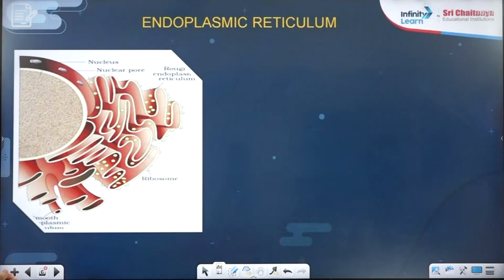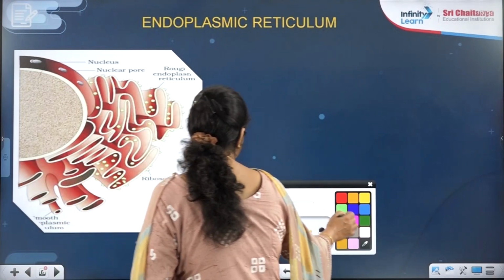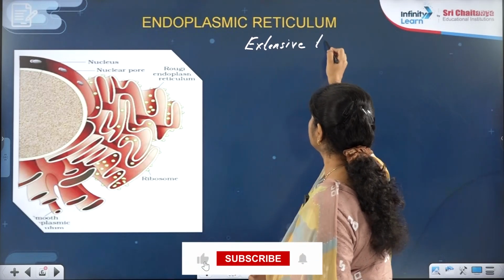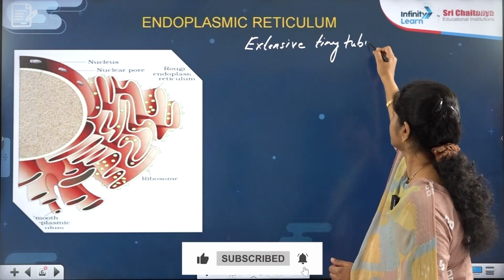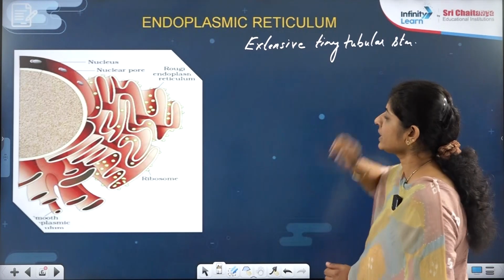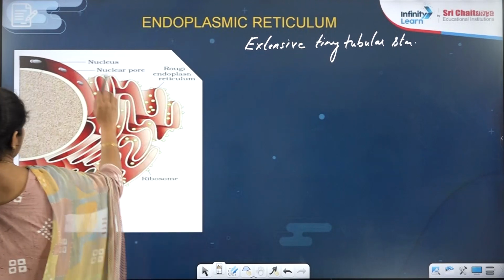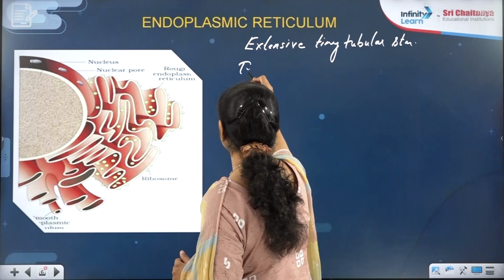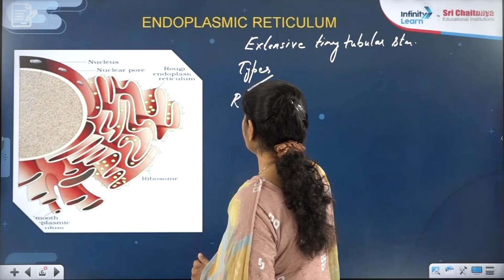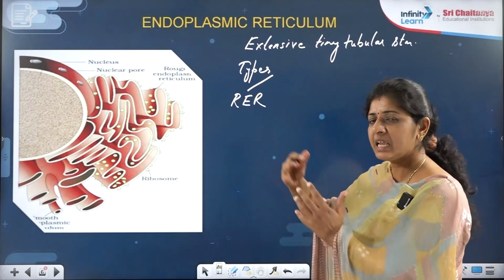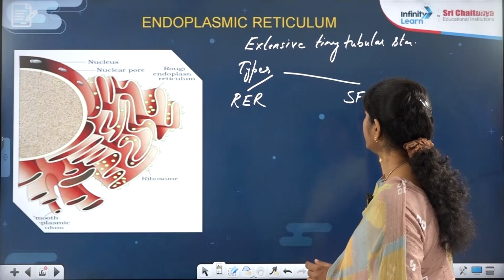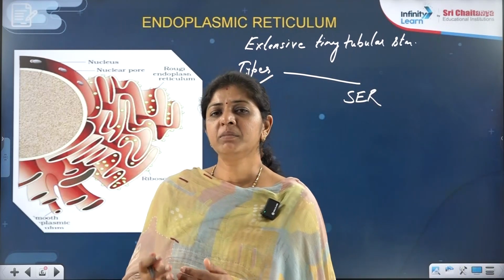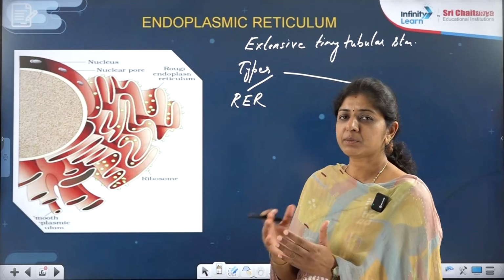For the endoplasmic reticulum, you must remember that these are extensive, tiny tubular structures which are present around the nucleus or slightly away from the nucleus. Around the nucleus, if I go with the types, it will be the rough endoplasmic reticulum. Slightly away from that will be the smooth endoplasmic reticulum. RER stands for rough endoplasmic reticulum. SER stands for smooth endoplasmic reticulum.